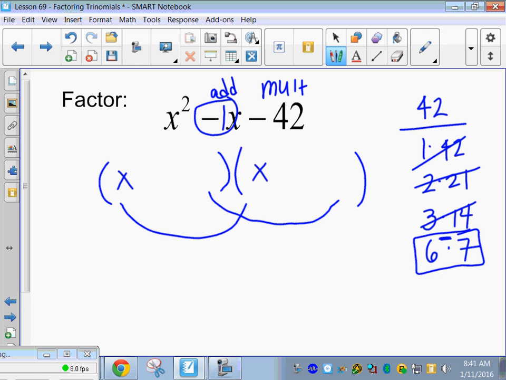Now think about it. Make sure that they multiply to be negative 42. What's 6 times negative 7? Right. As long as one's negative, they multiply to negative 42. And make sure they add to negative 1. What's a positive 6 minus 7? Negative 1. Okay? So in either order, doesn't matter, but we need a positive 6 and a negative 7. Right? How could I check this to make sure I got it right?